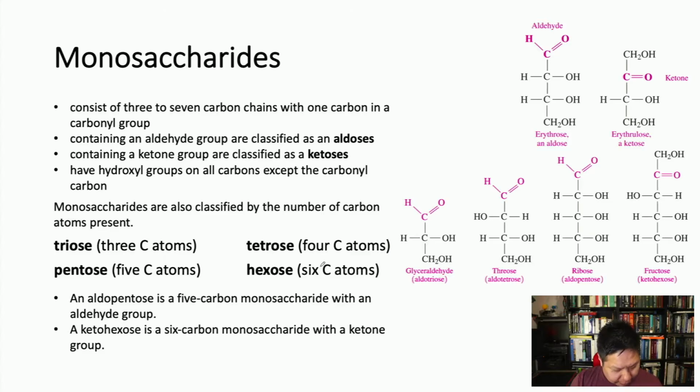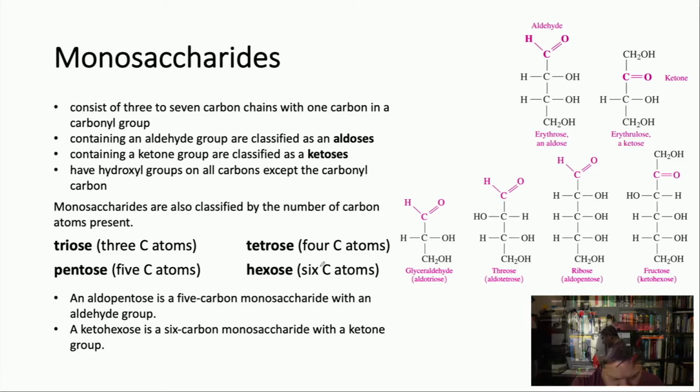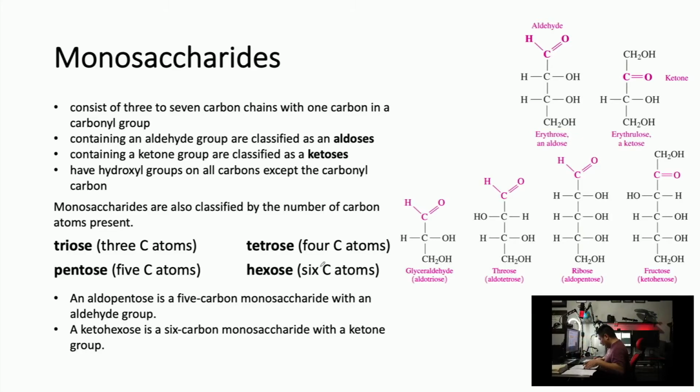So let's talk about monosaccharides a little bit here. Monosaccharides are usually 3 to 7 carbons in the chain, right? And the important thing is that they all contain a carbonyl group, okay? Some kind of carbonyl functional group. We learned that a couple of lectures ago.